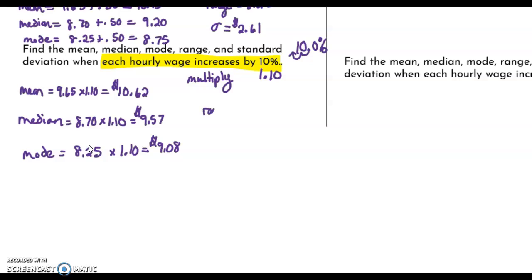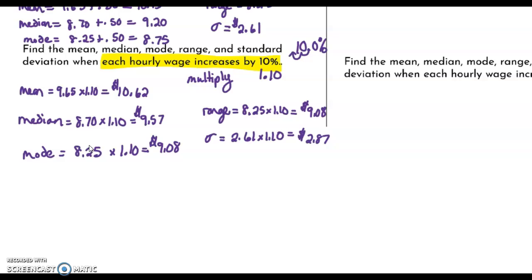Now the range, it doesn't stay the same. When it stays the same is when you're adding by the same amount, but we're multiplying, so the range also changes. The range was $8.25 times 1.10. The new range is 9.08. Okay, and then the standard deviation also changes by the same amount. It was 2.61 times 1.10. Use a calculator. I can't do that in my head. And you get 2.87.